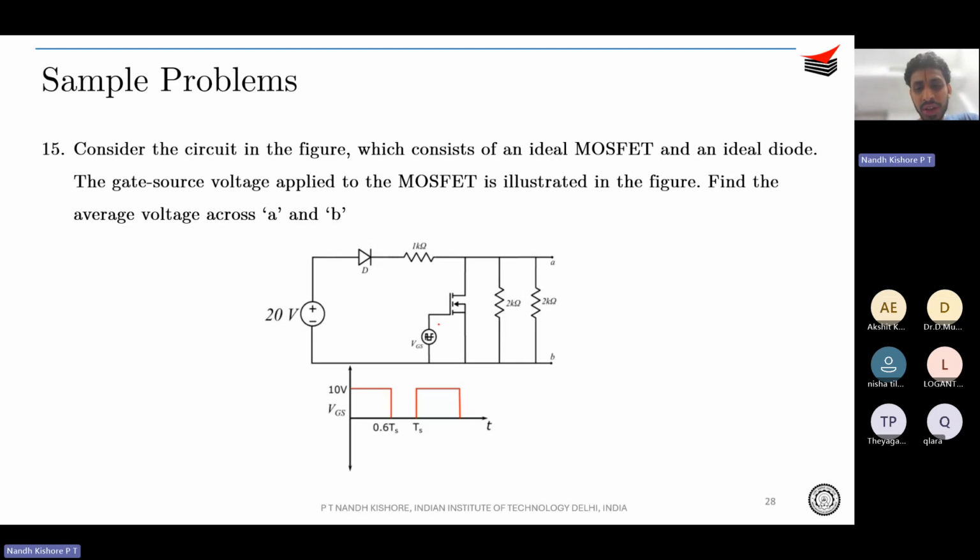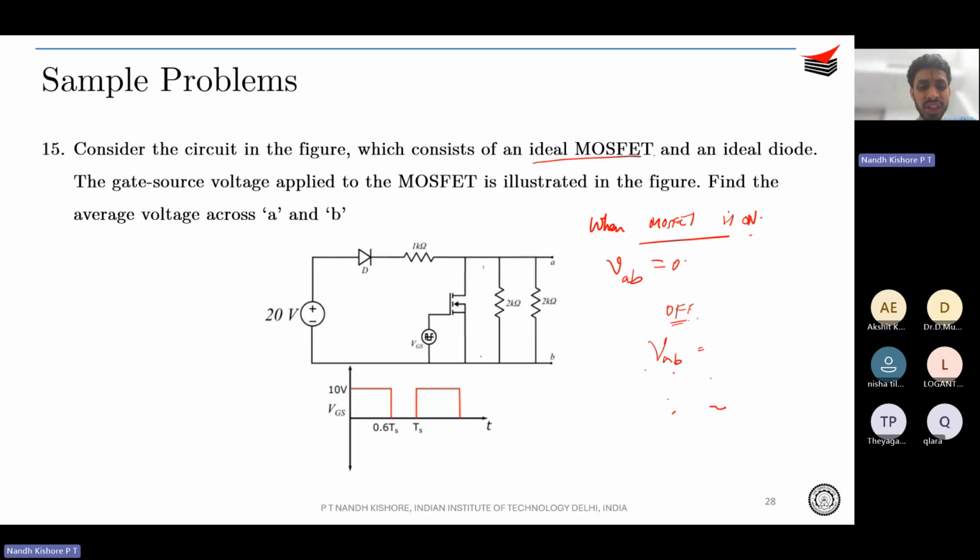So when MOSFET is on, the MOSFET essentially shorts A and B, right? So VAB will be equal to 0, correct? When MOSFET is on, A and B will be shorted. And they have told that it's an ideal MOSFET, so there is no drop as such. Okay, so VAB is equal to 0. And when it is off, what will happen? What will be VAB?